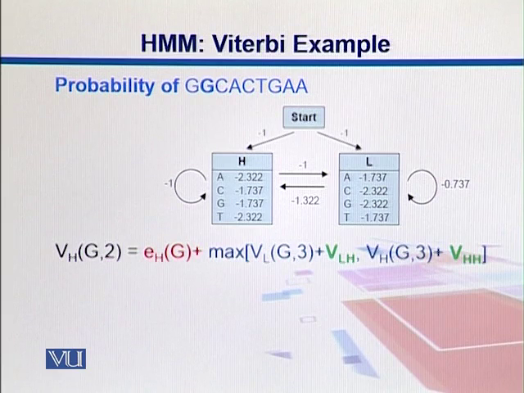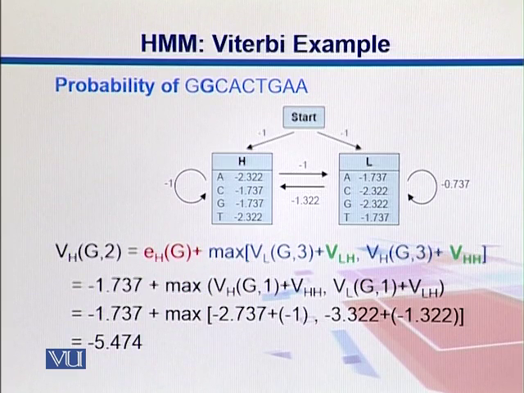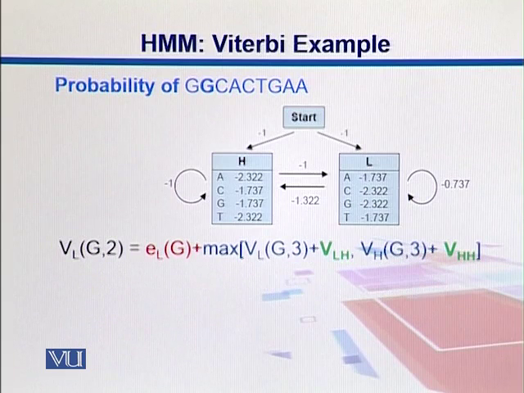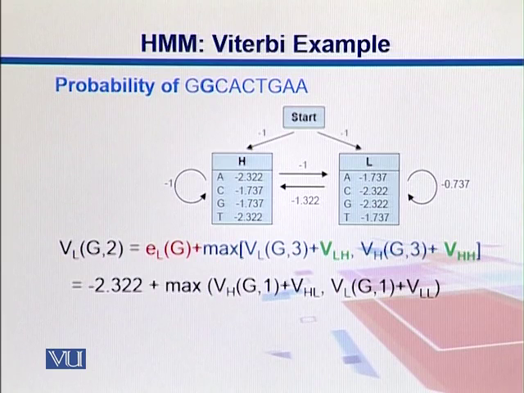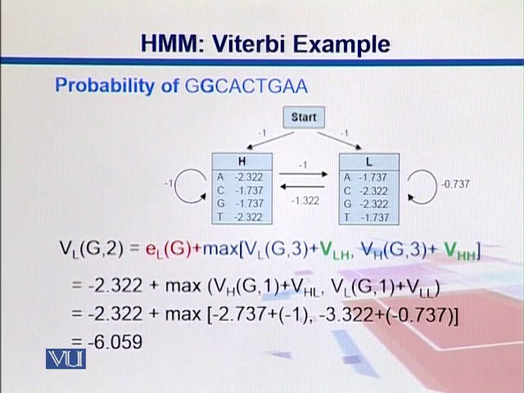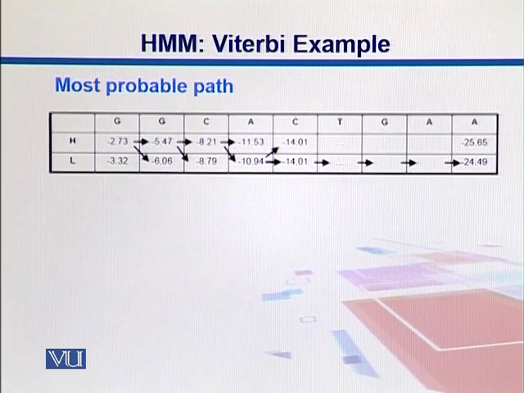Let's move one more nucleotide further. What is the probability of observing this G at position number 2? We can calculate this for the sequence coming from state H. We plug in the values and sum them up, and in the end our number is -5.474. In the same way we can calculate for position number 2 the possibility of getting a G from state L. We plug in the values, pick the maximum among these two, and our answer sums up to -6.059. Since we are looking for the most probable path, we are looking for the maximum values. So the first possibility, coming from state H, is higher. We do the same for all nucleotides, and in the end we fill in all those options.